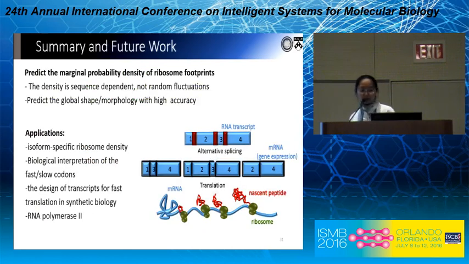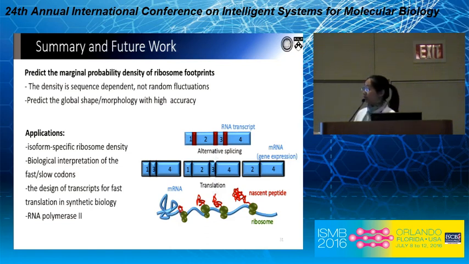So by that, I conclude my presentation. These are the results conducted on yeast, and we show that for the global morphology, we can predict the shapes of the ribosome profile with pretty good accuracy.